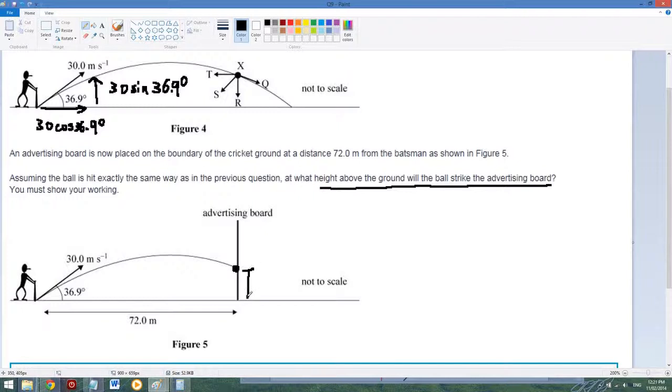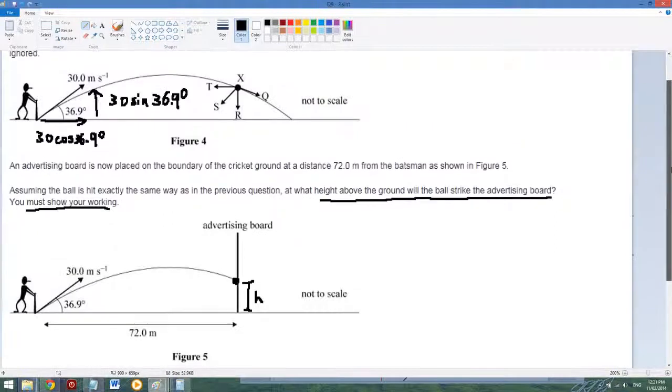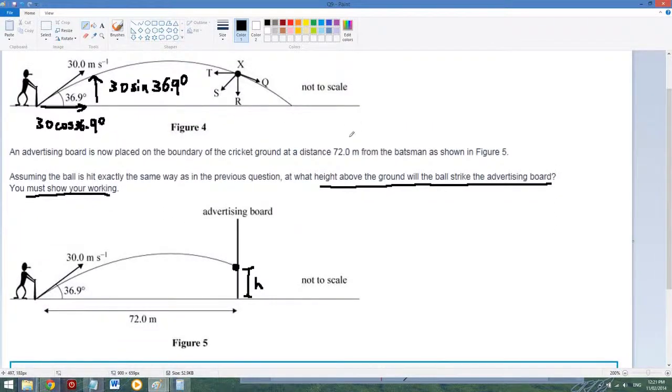Okay, now, so what's happened is I have an advertising board here. Now assume the ball hits. Okay, now the ball travels, it hits here, 72. What height above the ground will the ball strike? Okay, we need to find the height.